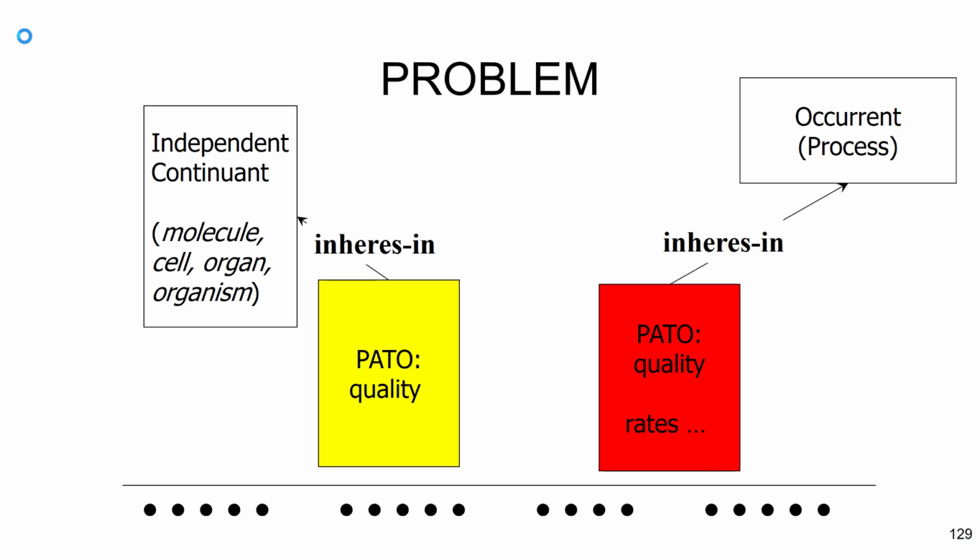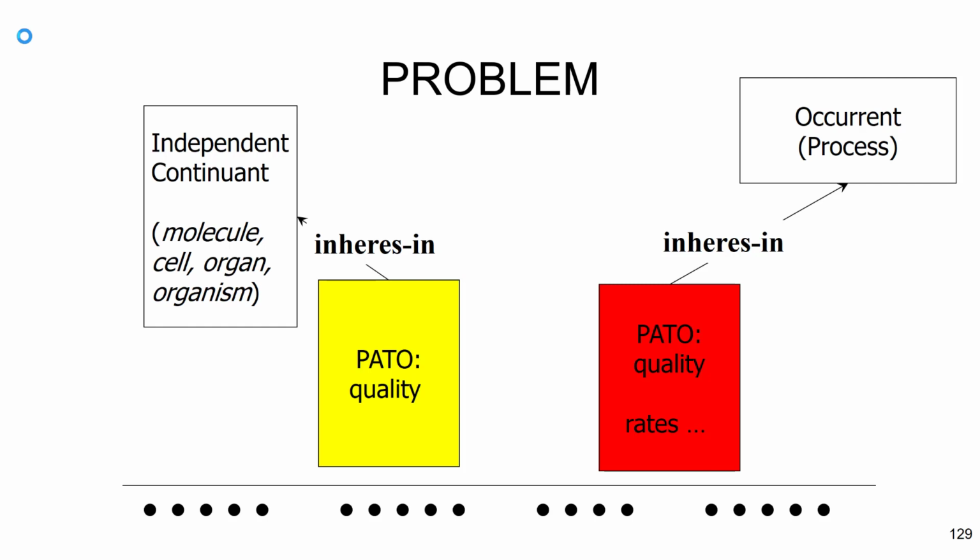PATO also allows processes to have qualities. For instance, the quality of being beating at 60 beats per minute of your heart's beating. This is a quality according to PATO. Now this violates BFO. For BFO, only independent continuants have qualities. Processes can't have quality. Now, PATO finally is undergoing a revision in this regard so that PATO will be consistent with BFO.